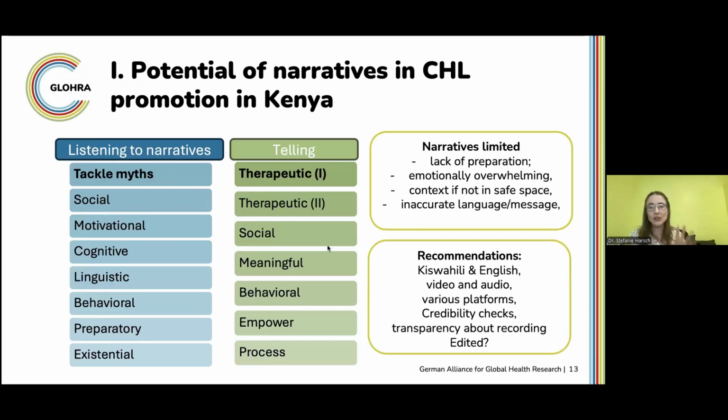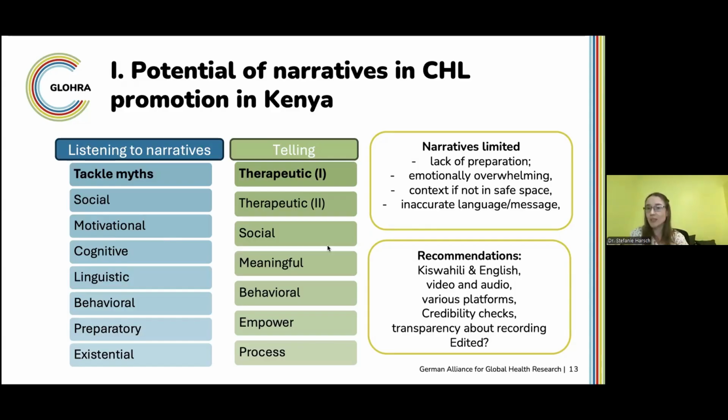However, there are also certain limitations. Specifically, if people are not prepared, it can be emotionally overwhelming to share a story. If the story is shared in a context where they do not feel safe, it can put extra burden on them. And also inaccurate languages and messages can be shared. So they recommended for a context like Kenya, where not only English and Kiswahili are the main language spoken, but there are also a lot of native languages, it should be at least available in Kiswahili and English. It should be available in video, audio, different formats, across different platforms.